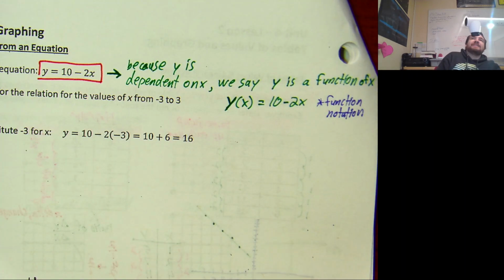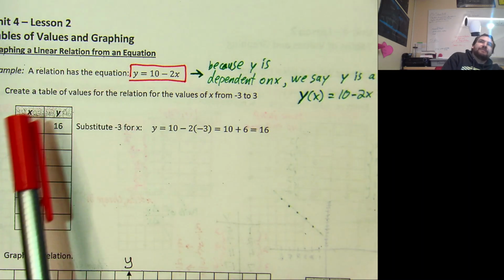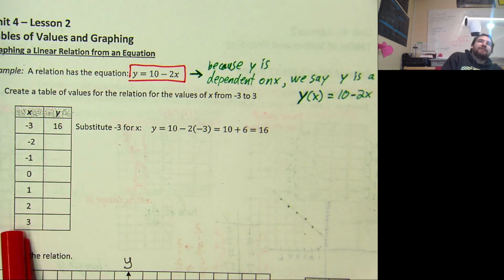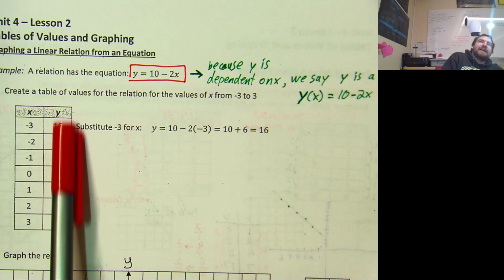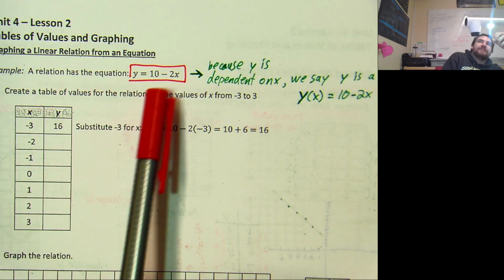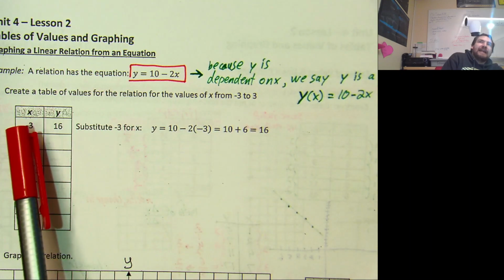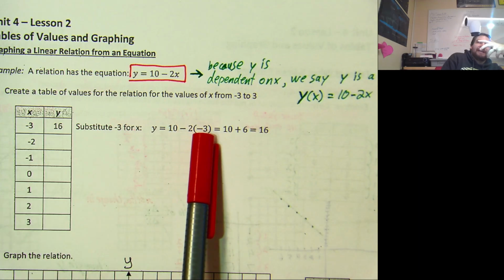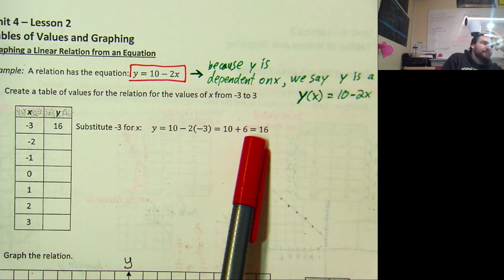So what we're being asked to do in the wider question here is fill in this table of values. We're given a bunch of values for the variable x, and we want to figure out my value for y. So I'm going to take my value for x, substitute it into the equation, and get my value for y. If I put negative 3 in here, we get y equals 10 minus 2 times negative 3. Negative 2 times negative 3 is positive 6. 10 plus 6 is 16.